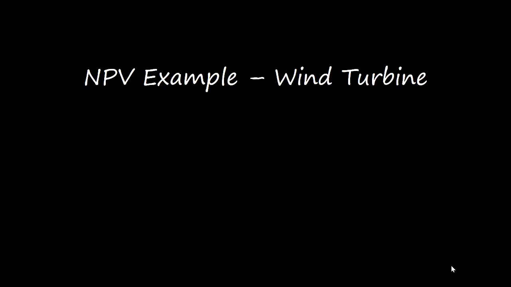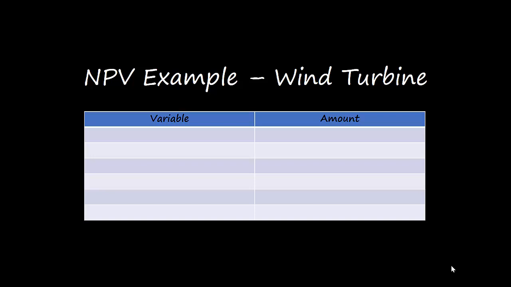Assume we run a wind energy company. My business has been growing and we are considering investing in another wind turbine. Wind turbines are used to generate electricity. It's an alternative source of energy. In order to calculate the NPV of a wind turbine, we need to estimate several variables. Let's determine what those variables might be.